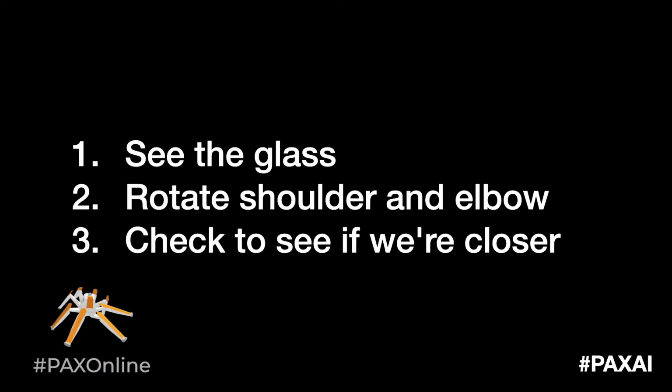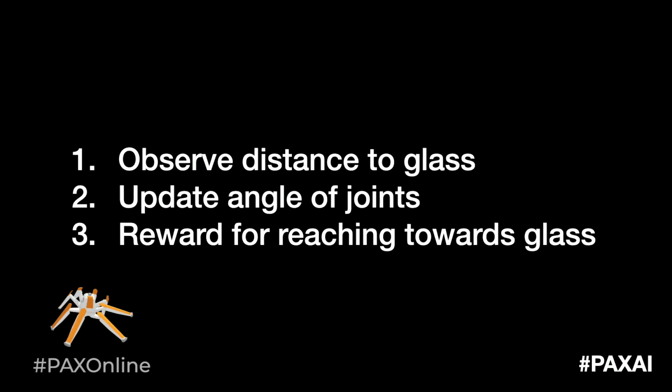So if we go to the next slide, you've got to see the glass. You've got to observe your environment and find the glass. You have to rotate your shoulder to get your hand in angle with the glass. You've got to check to see if you're closer, and then repeat basically until you manage to pick the glass up. You also have to do all sorts of things like figuring out how far away you are from the glass, updating the angle of all the joints in your arm, and then achieve the goal of reaching the glass by drinking it, which is the reward in this case.